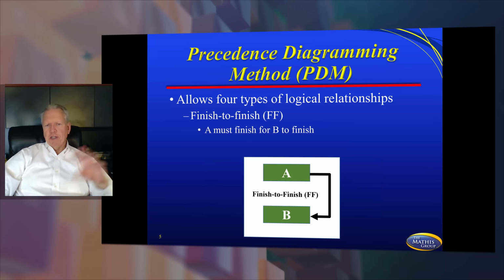This is going to be a finish to finish. Look at your arrow. A must finish. Where's the arrow coming out of? Coming out of the back of A and going into the back of B. So it's a finish to finish.